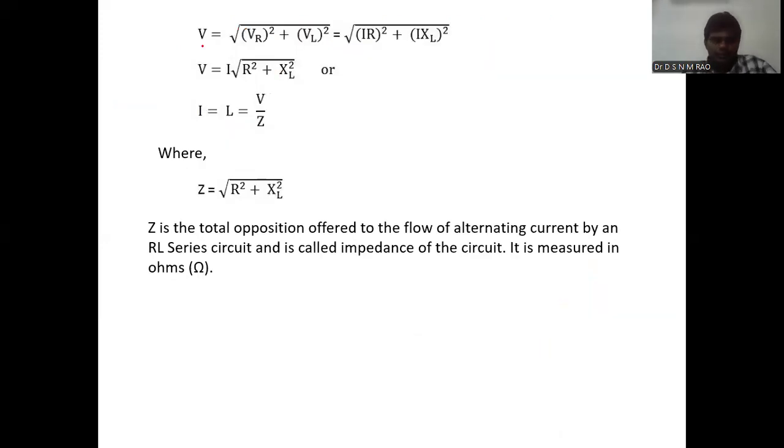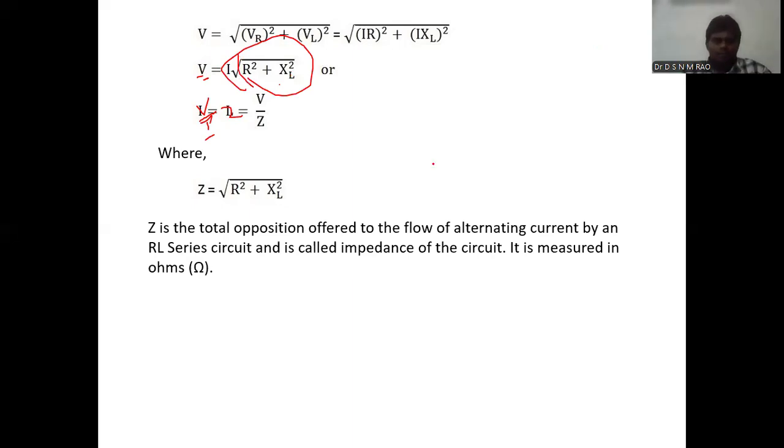From the Pythagoras formula, V equals the square root of VR square plus VL square. Substituting VR equals IR and VL equals IXL, V equals the square root of IR whole square plus IXL whole square. Taking I as common, V equals I times the square root of R square plus XL square. So V by I is nothing but Z, and Z equals the square root of R square plus XL square.